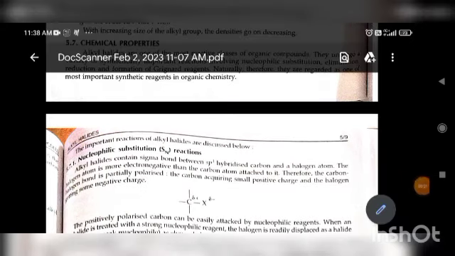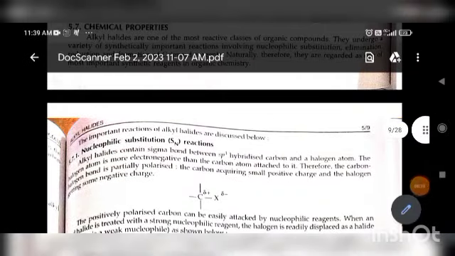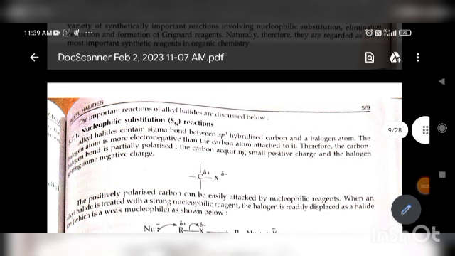Nucleophilic substitution reactions. Alkyl halides contain a sigma bond between an sp3 hybridized carbon and the halogen atom. The halogen atom is more electronegative than the carbon atom attached to it. Therefore, the carbon-halogen bond is partially polarized, the carbon acquiring a small positive charge and the halogen getting some negative charge. The positively polarized carbon can be easily attacked by nucleophilic reagents.